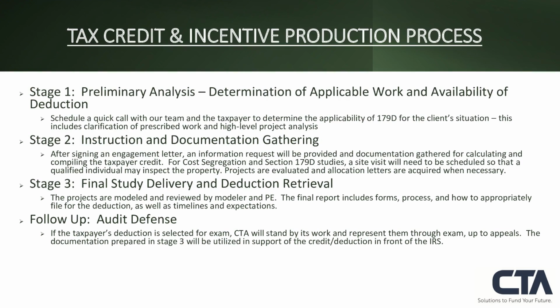And from the allocation letter standpoint, then we start moving into the actual project modeling and analysis and preparing the reports and getting the deductions ready. And then when we actually deliver the deduction, you basically get this nice report that tells you exactly how you qualify, what forms to file, what records to hold and keep, and how they're going to actually take advantage of these deductions fully in their tax return. And you just get a nice little rubber stamp there from a modeler or PE.